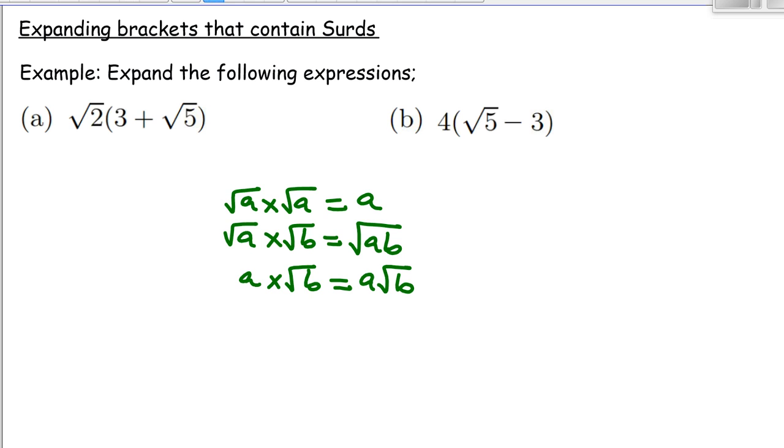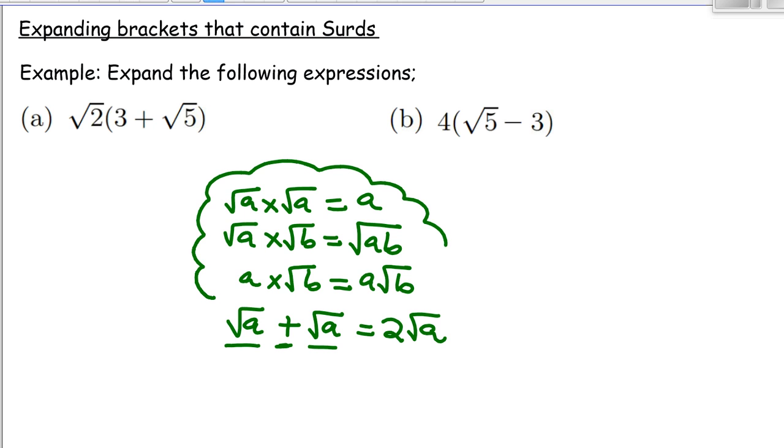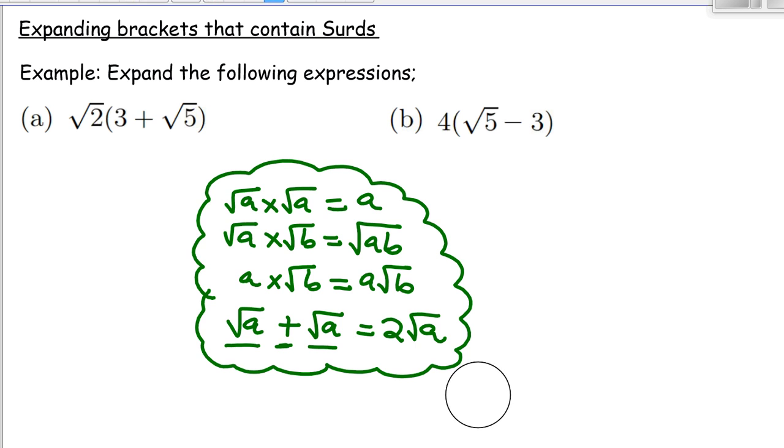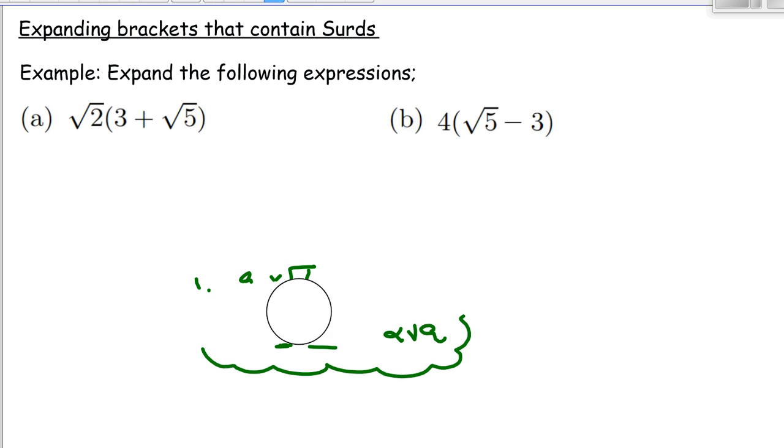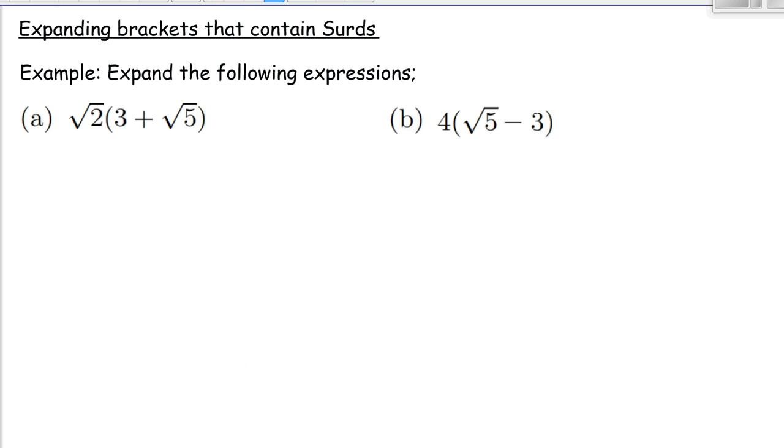And if we have square root of a plus square root of a, that can be written as 2 square root a, because these are two lots of a, and because you're adding, you just put them together. So I'm going to use these rules in the next questions, so it's better that we are familiar with this. I'll start to look through these questions.